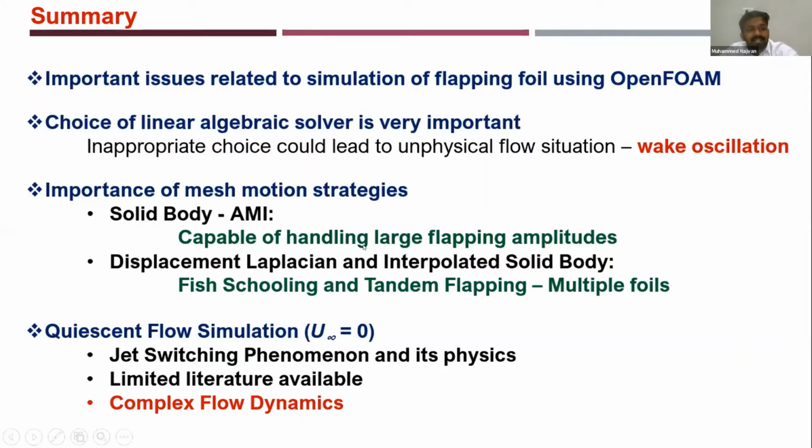And then we discussed the importance of the mesh motion strategies, like how one can utilize them for the requirement of the problem, like a solid body, which can handle large amplitudes when we use large flapping amplitudes, or the displacement Laplacian interpolated solid body, where we can have multiple foils, and solid body has its own limitation there. And towards the end, we saw the interesting Quiescent flow and the challenges faced in simulating such flows. And this is an area where a lot can be done. There are several interesting problems still awaiting to be addressed.